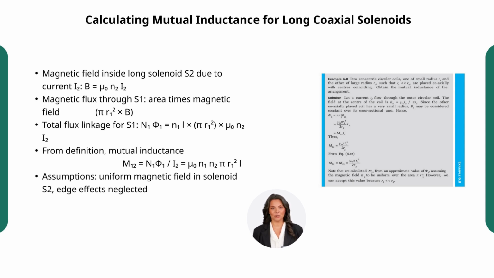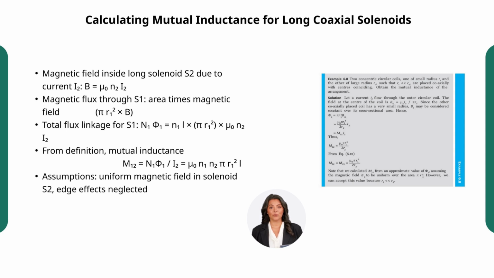The smaller inner solenoid, S1, with radius R1, receives this magnetic field. The magnetic flux through S1 is simply the magnetic field times the cross-sectional area of the inner coil, pi R1 squared. Since solenoid S1 has n1 turns per unit length and length L, the total number of turns is n1 times L. The total flux linkage, then, equals this number of turns times the flux, giving us N1 phi1 equals n1 L multiplied by pi R1 squared times mu 0 n2 I2.